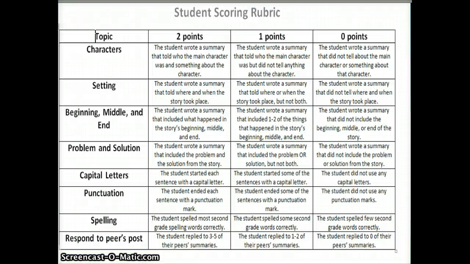Here is an example of a rubric. Students are scored on each of the story elements mentioned on the graphic organizer, as well as capital letters, punctuation, and spelling. They also receive points for responding to others. Each category is worth 2 points maximum for a total of 16 points. Students must receive at least 13 points to meet the objectives stated at the beginning of this lesson.